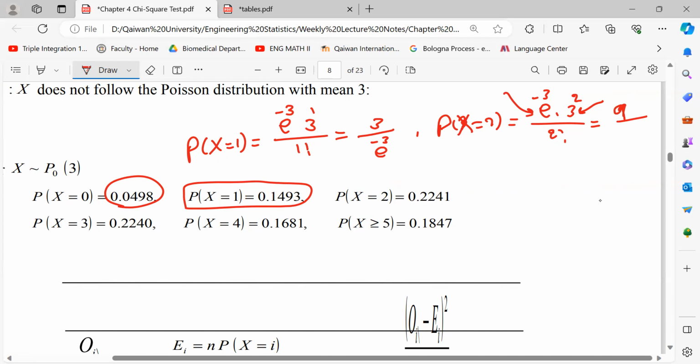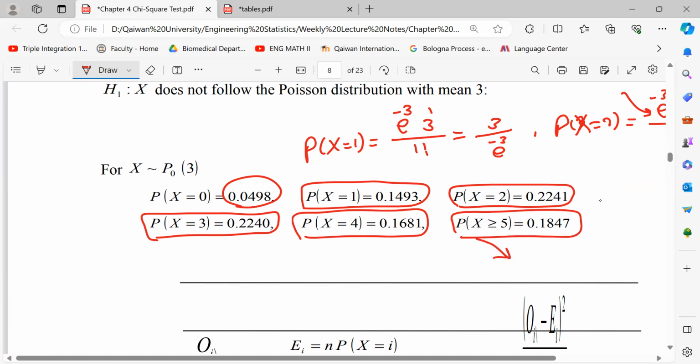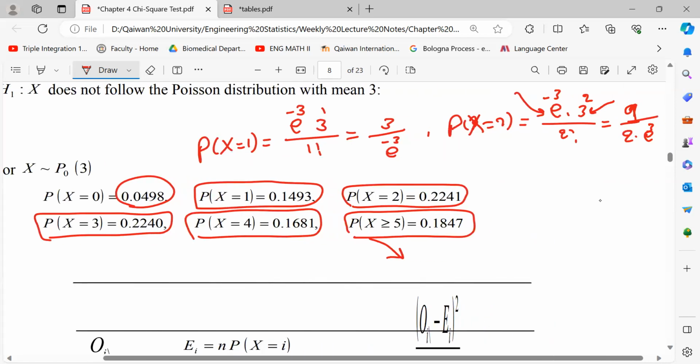It's 9 divided by 2 factorial, which is 2, times e to the power 3. Calculate this and you'll get this value. And then for 3, for 4, and for greater than or equal to 5, let's see how to get this one. We say the sum of all probabilities must be 1. We already found probability of 0, 1, 2, 3, 4. How do we get the probability of greater than or equal to 5?